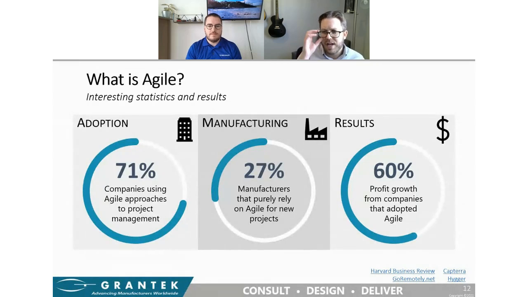Now, back to the numbers, I thought it was interesting to see that 27% of manufacturers rely purely on Agile for new projects. So know that these methods have been applied to manufacturing environments with some success. And speaking of success, there's notable profitability growth from companies that have adopted Agile. So my takeaway for you here is to know that Agile is real, it is used in manufacturing, and it has shown some real results.